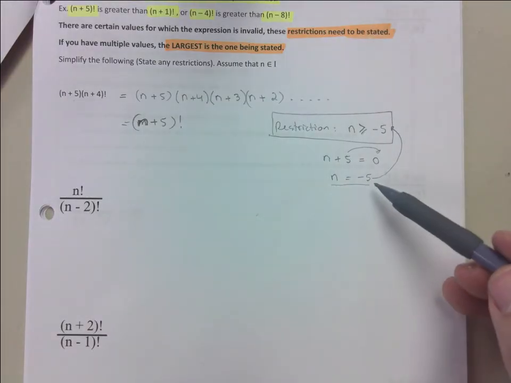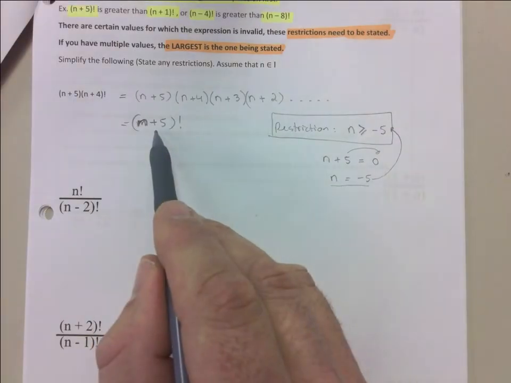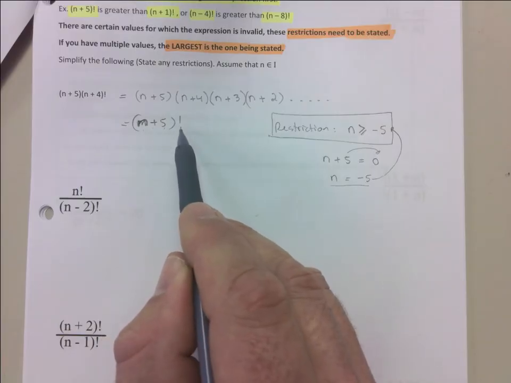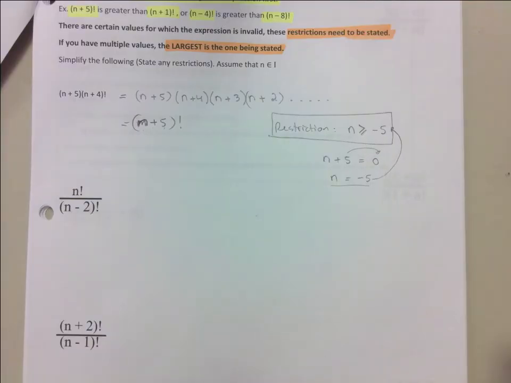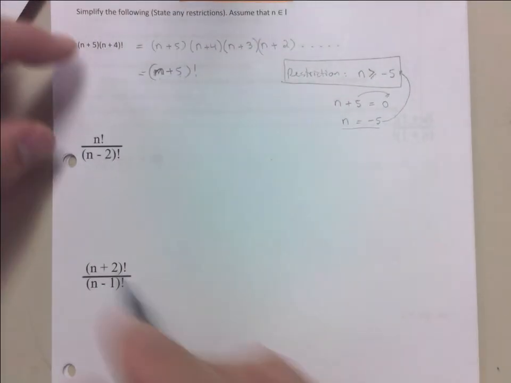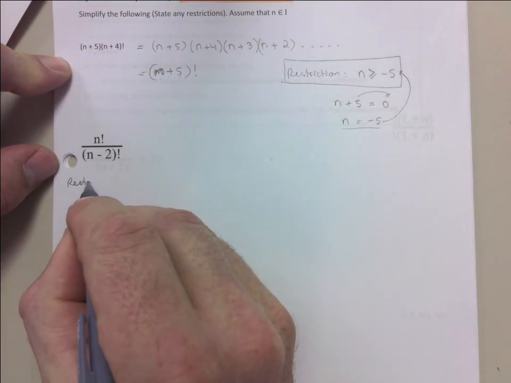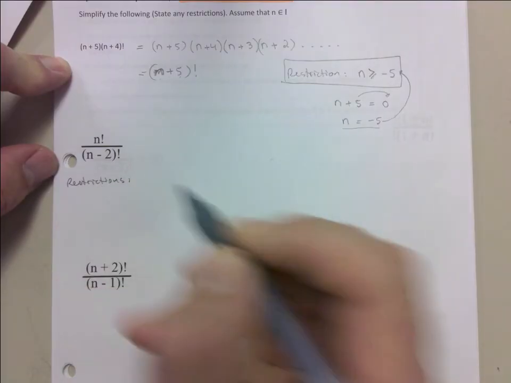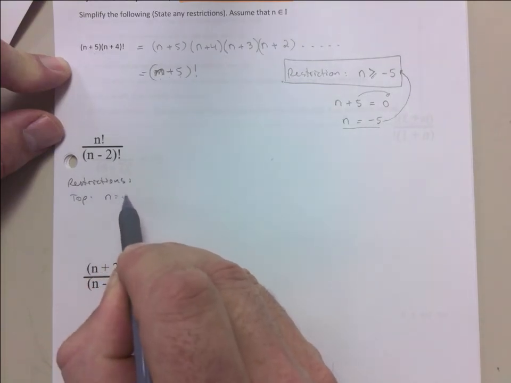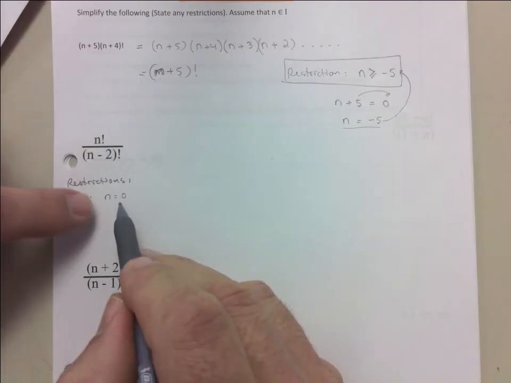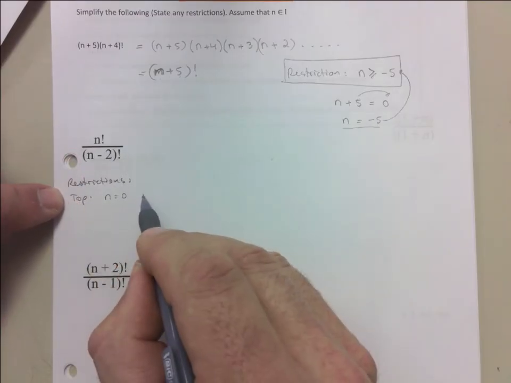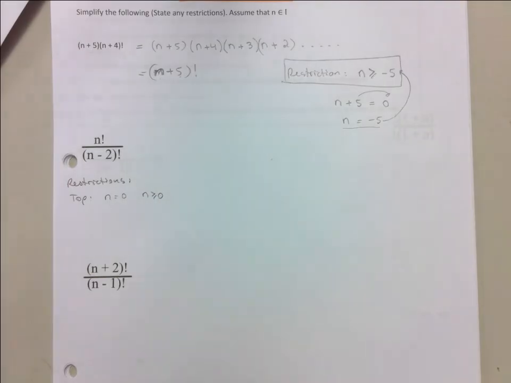If you had negative 6 here, this would be negative 6 plus 5, which is negative 1. Negative 1 factorial cannot be done. Okay? So that's how I do my restrictions. Just follow along as I go. Over here, let's do the restrictions first. At the top, n is equal to 0, right? You make that equal to 0, so that's it. There's no solving necessary. So you just make sure that n is greater than or equal to 0. That's what we want to make sure at the top.